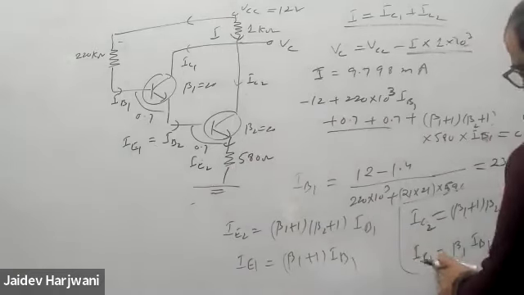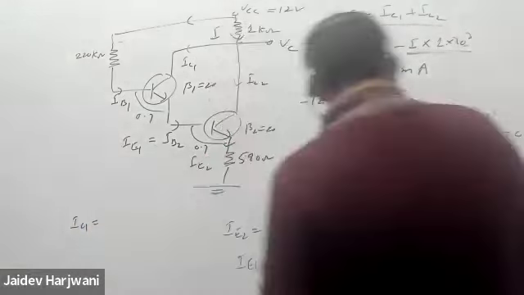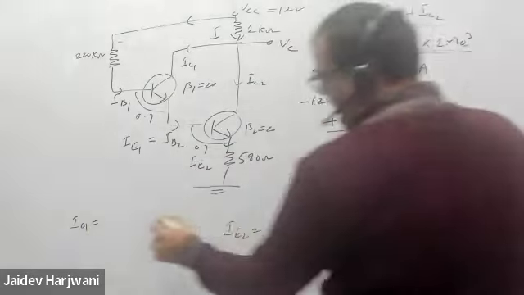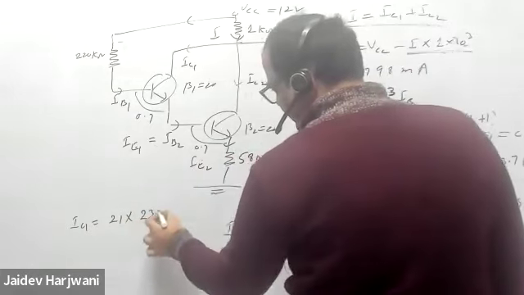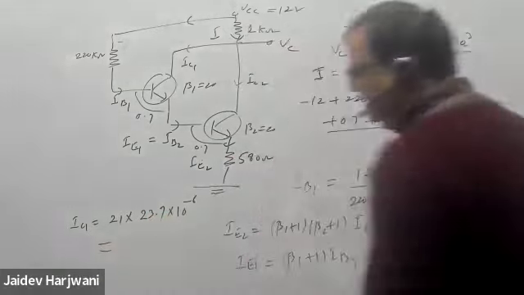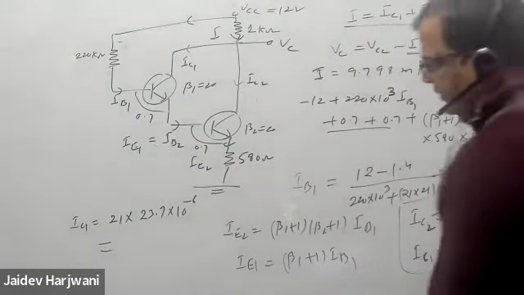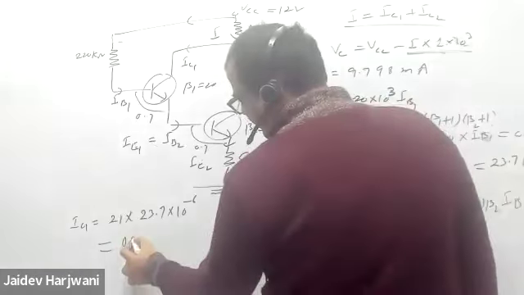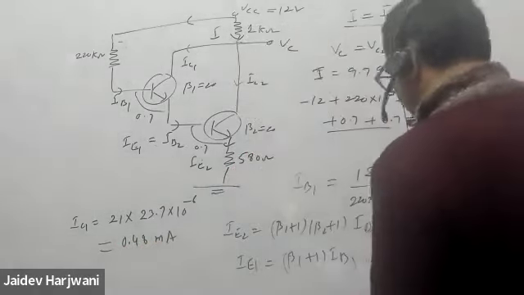So you can write directly the value of IC1. IC1 will be what? IC1 will be 21 into 23.7 microampere. How much is coming for IC1? Tell me. 0.48 milliampere, yes, milliampere. Tell me IC2.